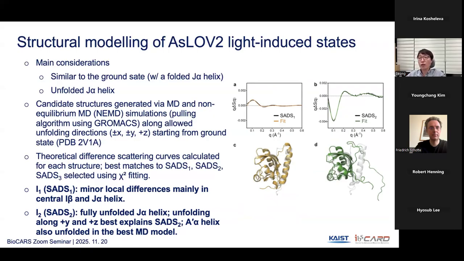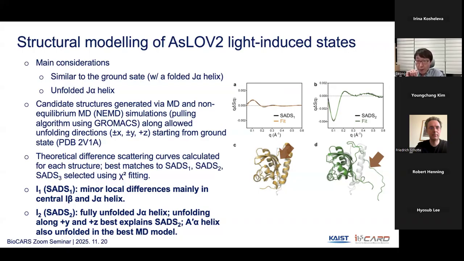And let's look at the structure models for these two intermediates. For I1, corresponding to SAS1, we see only a minor local structure change, mainly in the central beta strand and the J-alpha helix. And for I2, corresponding to SAS2, the J-alpha helix is fully unfolded along the plus Y direction, and these versions best explain the SAS2 curve.